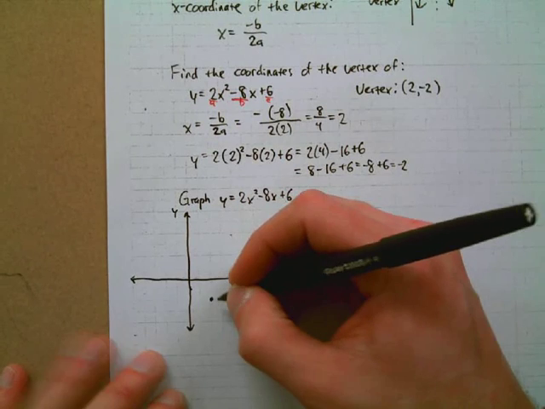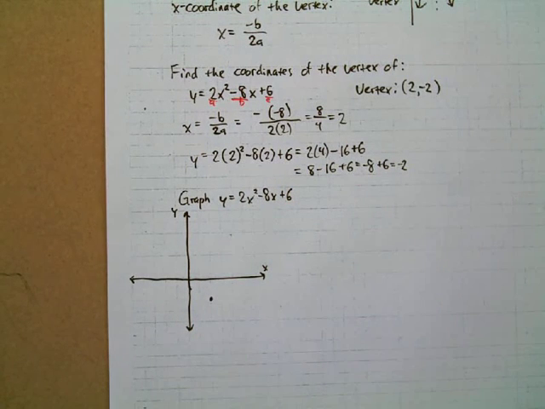Can anyone tell us if the graph is going to be a U or a frown here? Is it probably going to open upwards or downwards? Upwards. Okay, upwards. What gives it away? Not the plus 6. The first part. Yes, the 2, the very first number here. That is what gives it away. If it's a positive number, it's going to open upwards. If it's a negative number, it's going to open downwards. Very good.